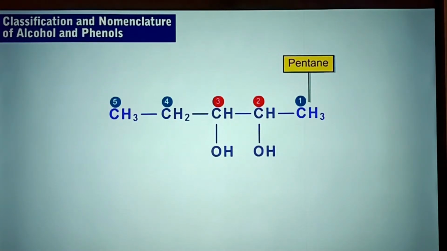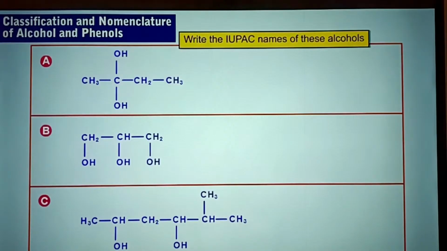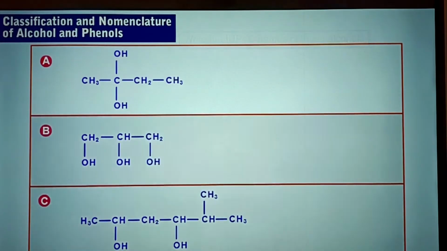So this molecule is named 2,3-pentane-diol. Alternatively, you may see it written as pentane 2,3-diol. Let us try to write the IUPAC names of these alcohols. Remember to work backwards from the longest continuous carbon chain that contains more than one hydroxyl group.